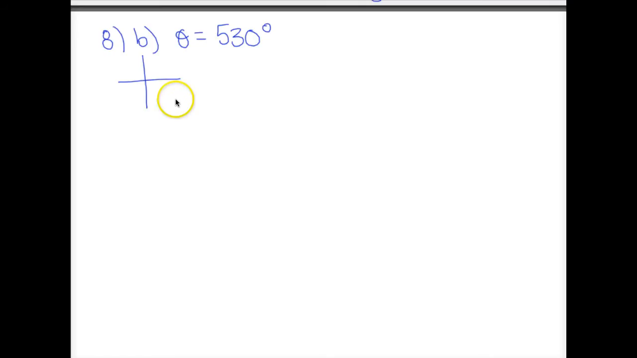After coterminal angles, then we were asked to find reference angles. So, again, I'm going to do one of each type here. So first I'm going to do number 8B, where theta is 530 degrees. So you don't have to sketch the angle, that is optional, but it helps me to visualize where I am in order to sketch that.